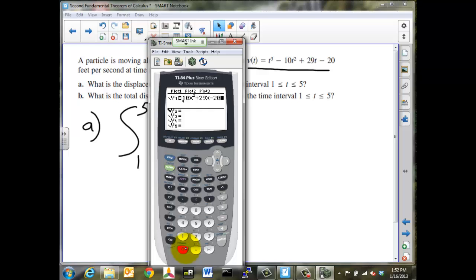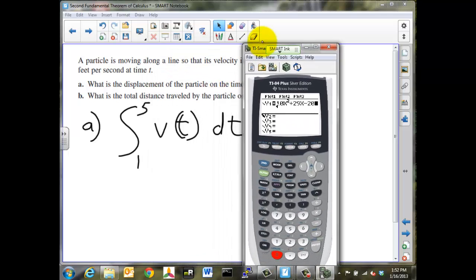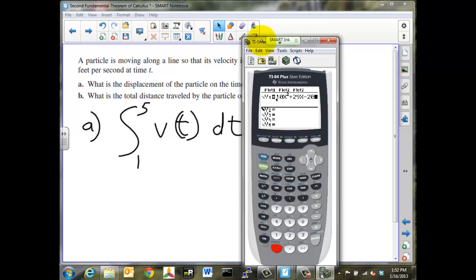So there's my function. I'm wanting to integrate that from 1 to 5. So I need to be sure that 1 and 5 are both in my window. So I'm just going to go to my window, which is the next button over, and be sure that my x-min and x-max has 1 and 5 in it. So I'm going to go from 0 to 10. I could really go from 0.5 to 5.5 or 0.75, but anything so that the two of them are in there, okay? Now, if I go to, I think it's math. Is it math?